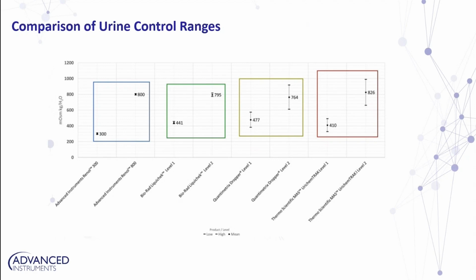in a patient performance. At plus or minus 10 milliosmoles, Renol offers the tightest range of commonly available urine control solutions. Renol also provides the lowest value at 300 milliosmoles to verify performance across a wider range. For these reasons, we recommend using Renol urine osmolality controls while using your Advanced Instruments osmometer.